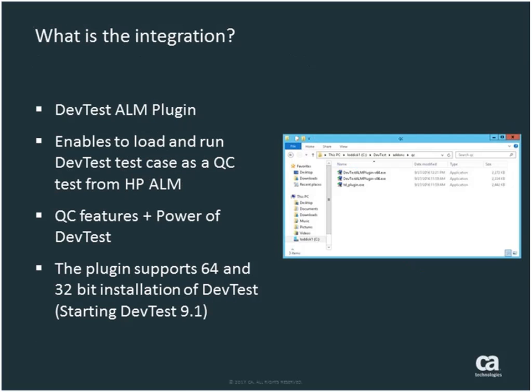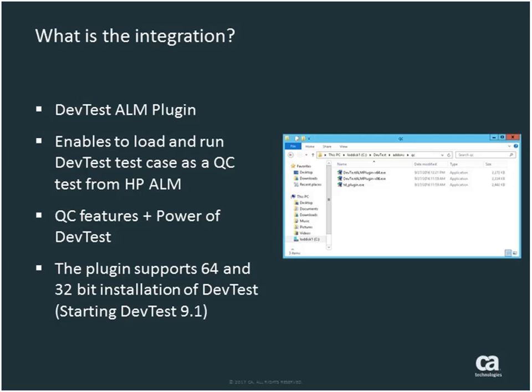So what is the integration? The integration happens via a DevTest ALM plugin. These plugins are packaged with DevTest, and using that you'll be able to integrate with ALM when you install that plugin. It helps you load and run DevTest test cases as QC tests from ALM. So all of your DevTest test cases that you develop, you can run them from ALM itself as a QC test. We'll look at how we can do that, but that's what the integration really is.